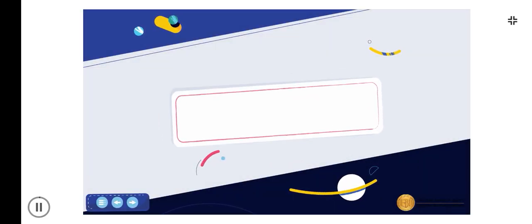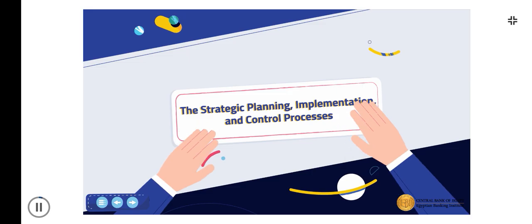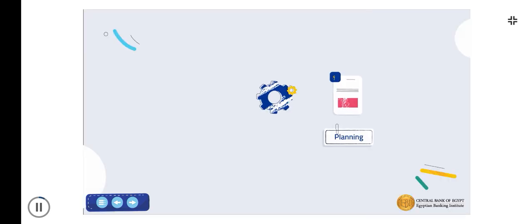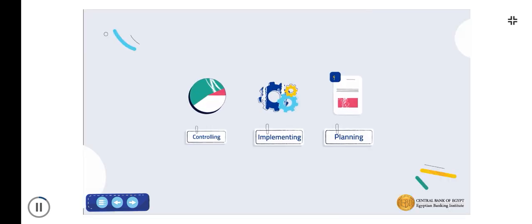Regarding the strategic planning, implementation, and control process, we have to start with the planning, and planning starts with corporate and ends with product planning. Then we have to go with the implementation phase, which goes from organizing to implementation. And finally, we have to set the different KPIs in order to be sure that we are going in the right direction. And if there is any deviation, we have to take a corrective action.